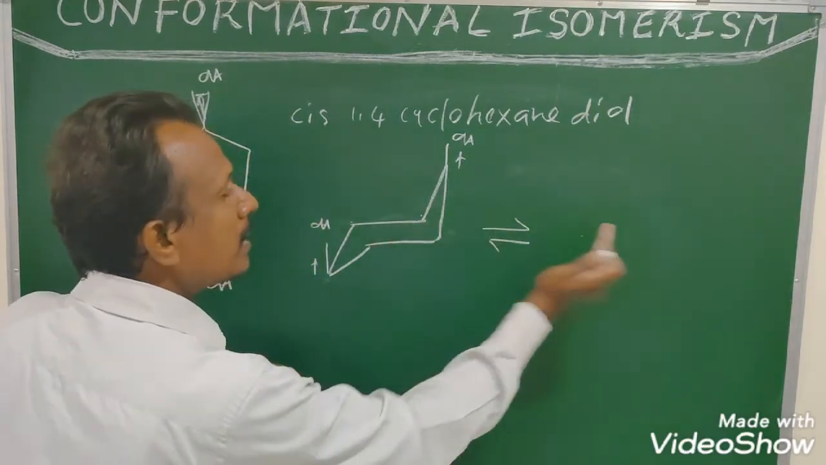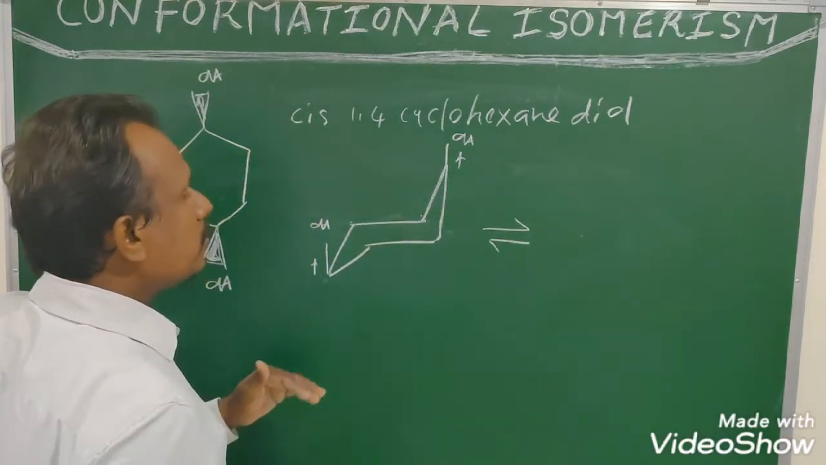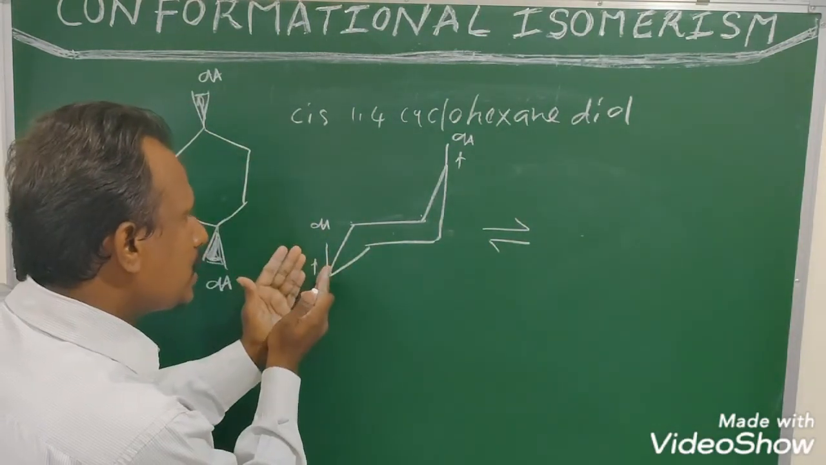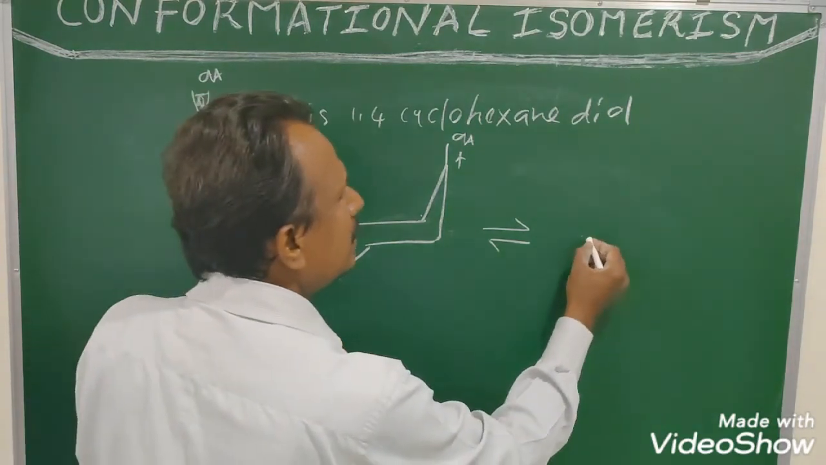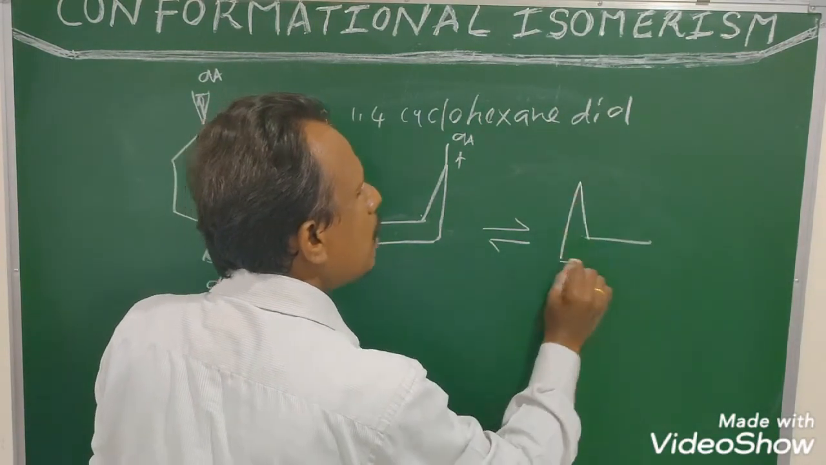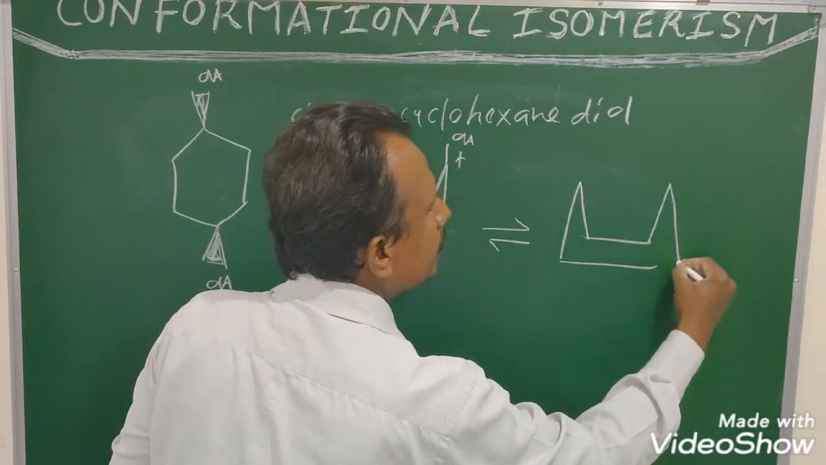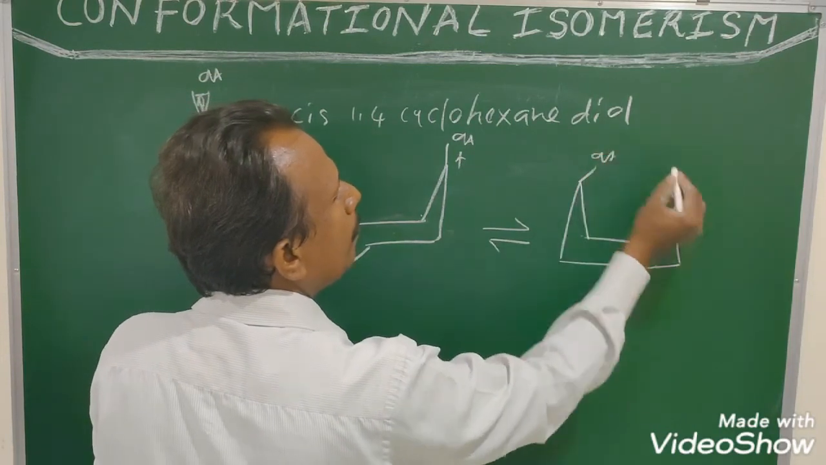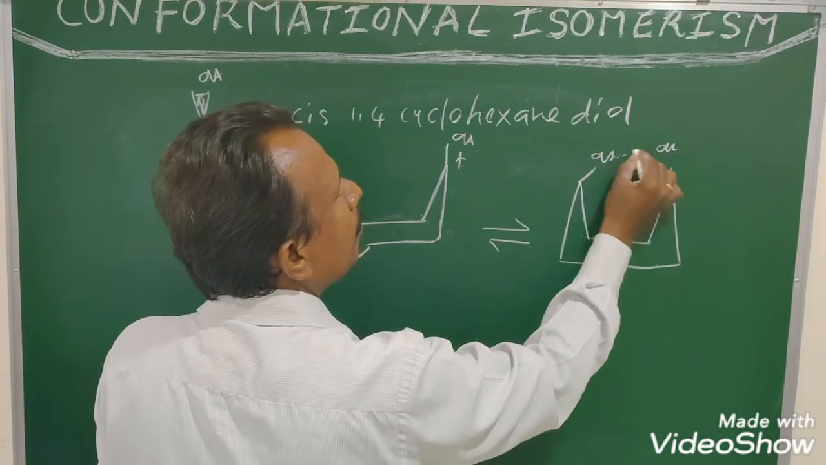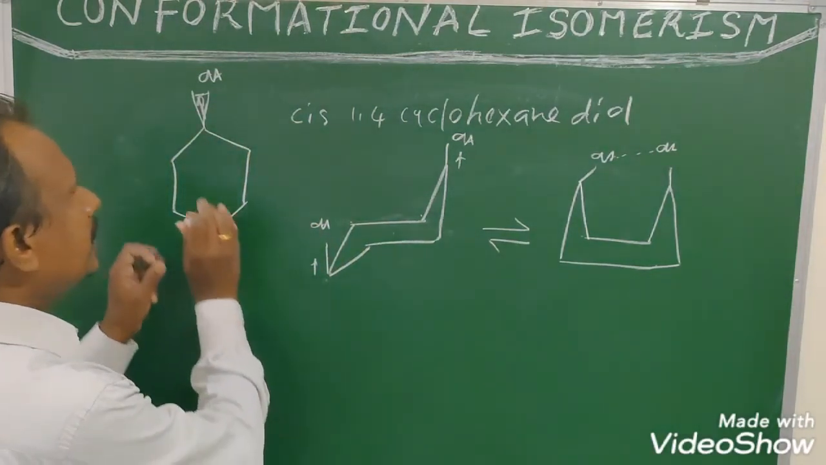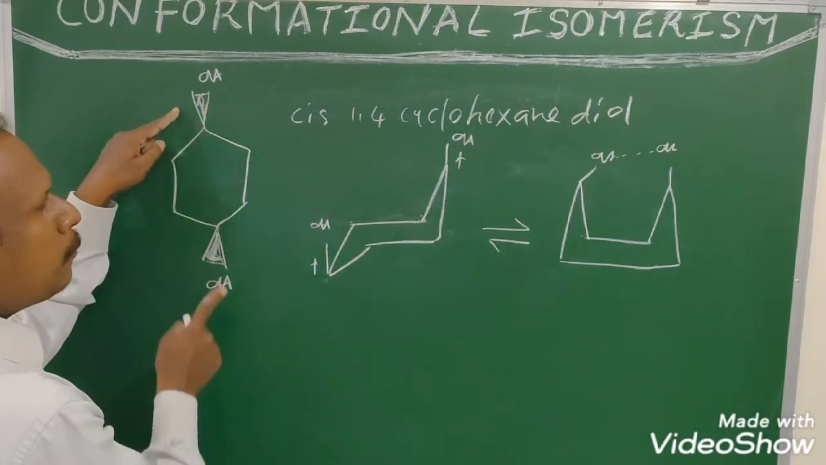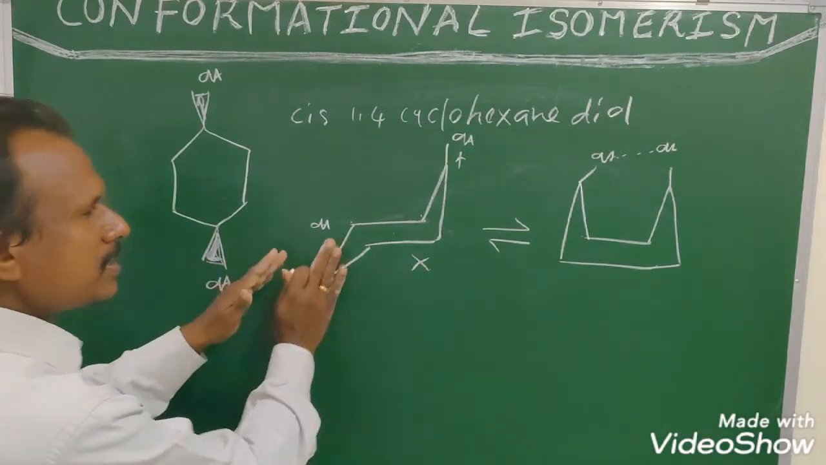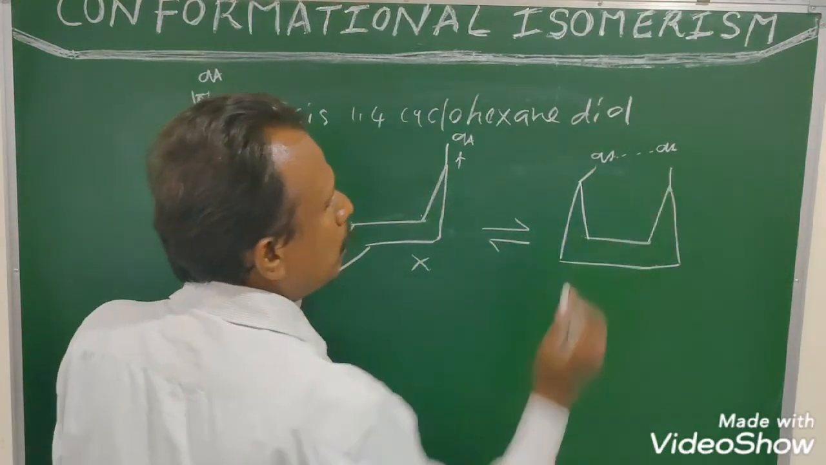It is not converted to another chair, because to convert one chair to another chair there is an intermediate. Both forms are intermediate forms. After changing to boat, intra-H bonding is formed between the two OH groups. It leads to stability. So in the case of cis 1,4 cyclohexane diol, there is no chair form. It exists only in boat form due to intra-H bonding.